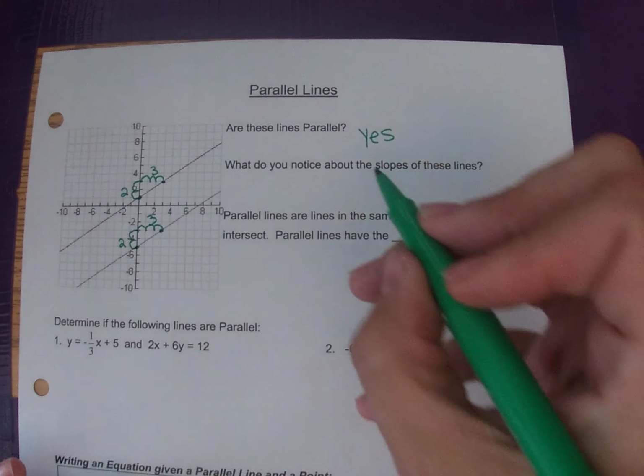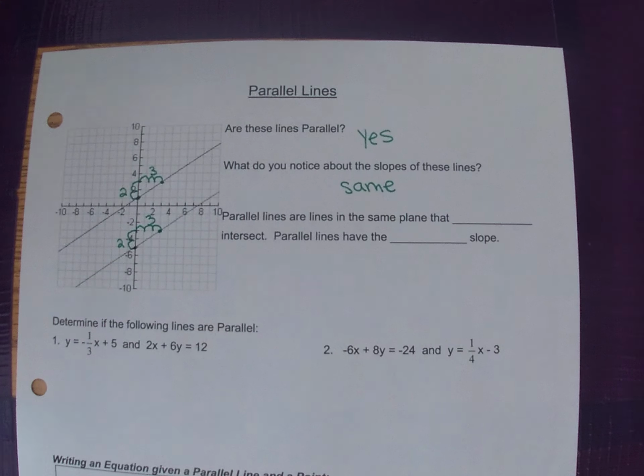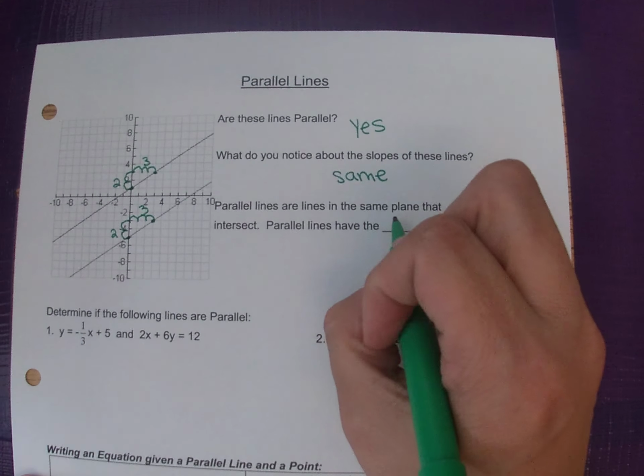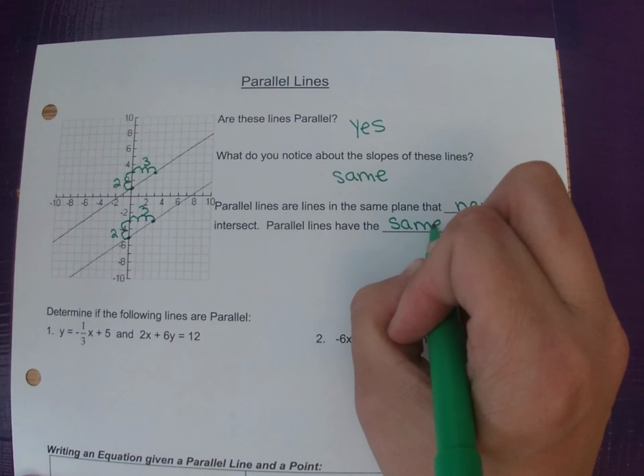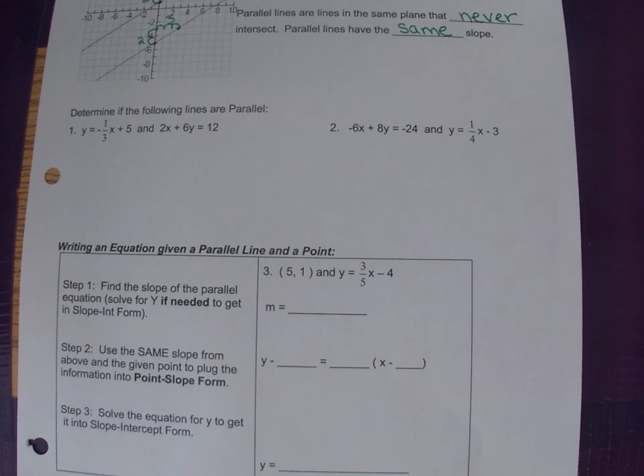They have the same slope, which makes sense, right? If their slopes are not the same, then they'll eventually get closer or further apart. So parallel lines are lines in the same plane that never intersect, and they always have the same slope. So I can always tell if lines are parallel simply by looking at their slopes.